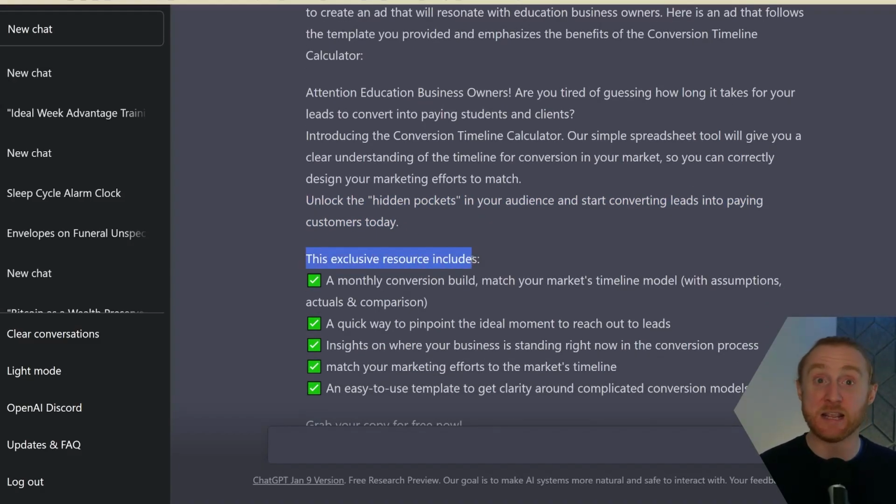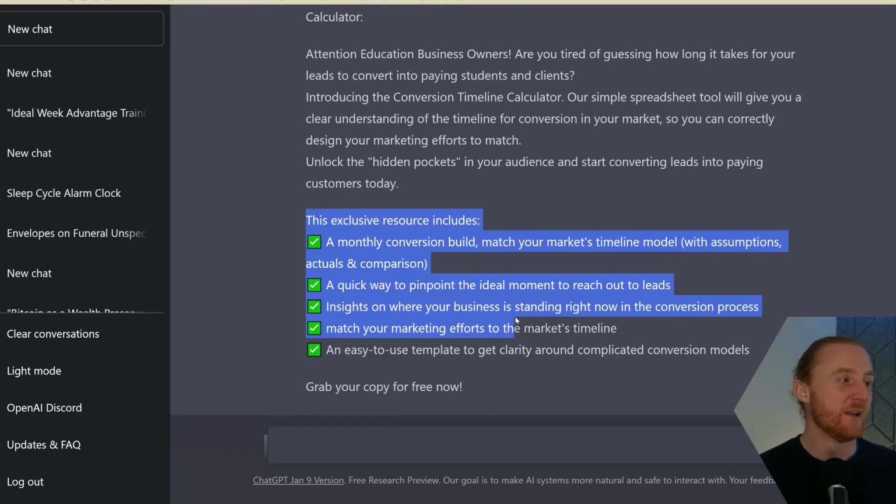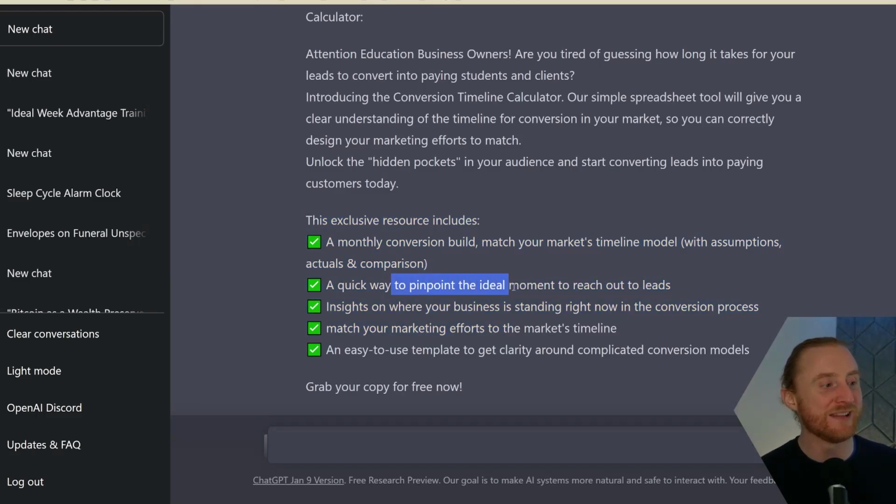And it included the bullet points this time, right? An exclusive resource includes: monthly conversion build, match your timeline model, a quick way to pinpoint the ideal moment to reach out to leads, insights on where your business is standing right now in the conversion process, match your marketing efforts to your market's timeline, an easy way to use a template to get clarity around complicated conversion models.